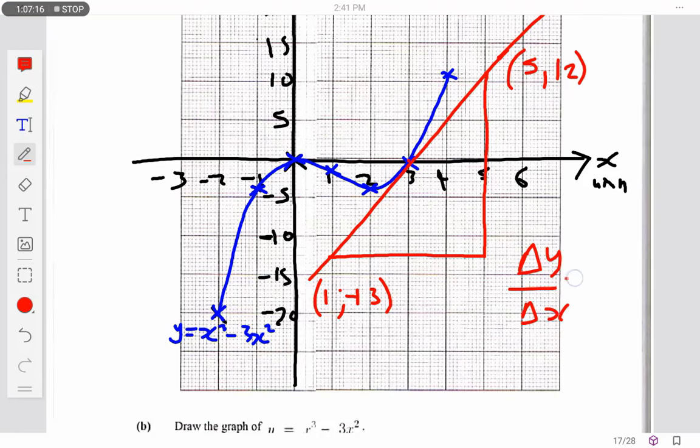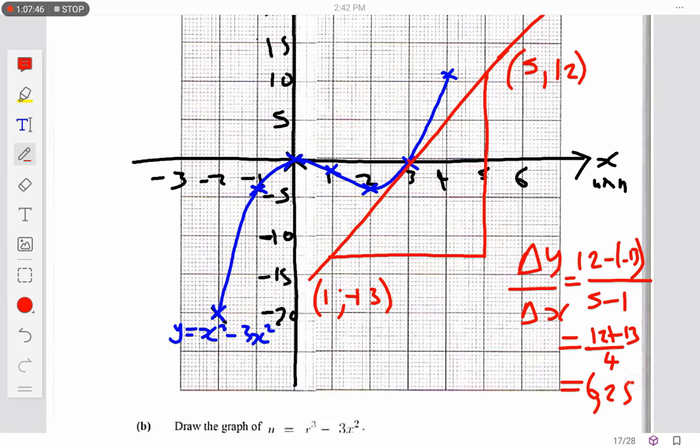So it is going to be equal to, from y, we are moving from minus 13 there over 5 minus 1. So we get here 12 plus 13 over 4. So the gradient is going to be 12 plus 13, that's 25. 25 divided by 4, we are getting 6.25. So this is the gradient there. Okay, let's move on to the next question.